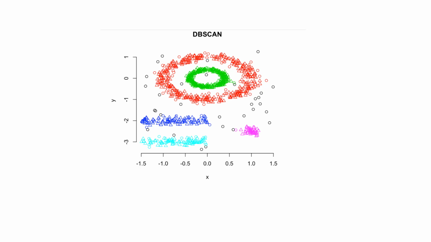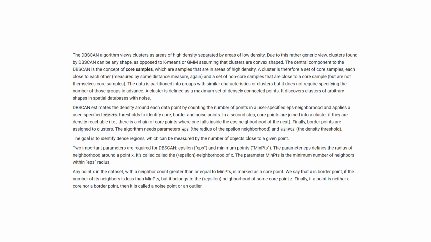In contrast, remember that all observations are put into one of the different clusters in a k-means algorithm or a GMM algorithm. The DBSCAN algorithm views clusters as areas of high density separated by areas of low density. Due to this rather generic view, the clusters found by this algorithm can be of any shape, as opposed to a k-means or a GMM algorithm, which assume that the clusters are convex shaped.